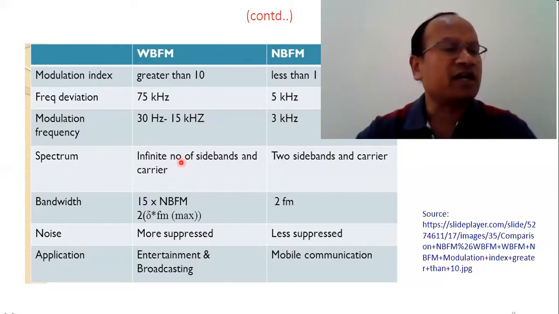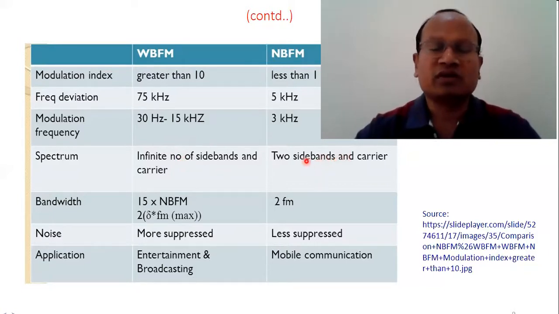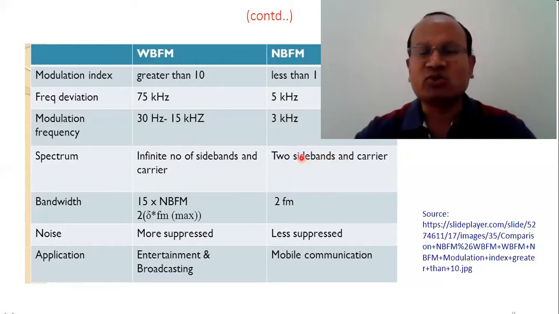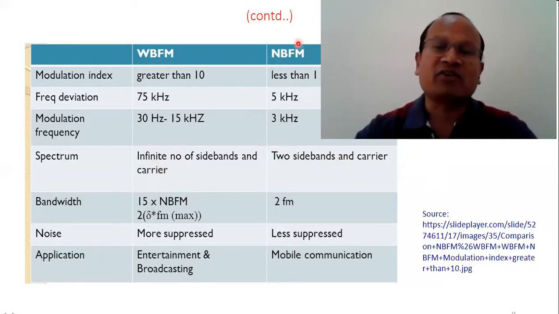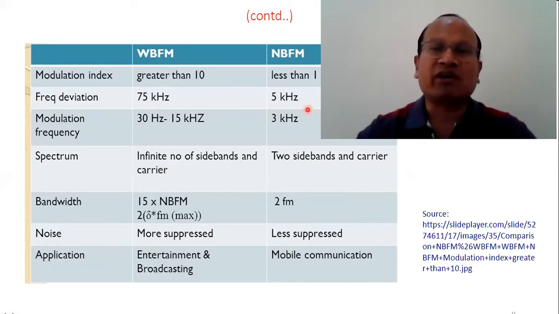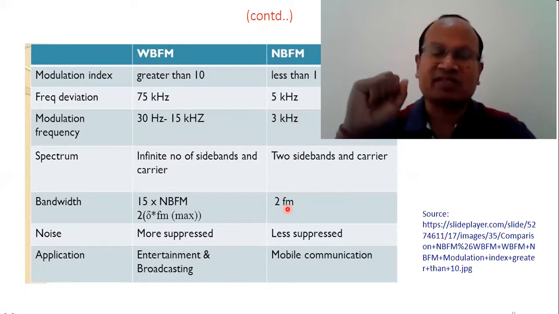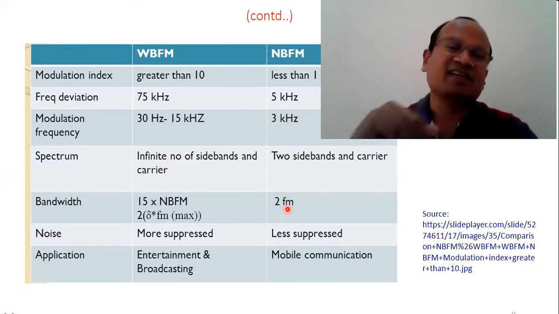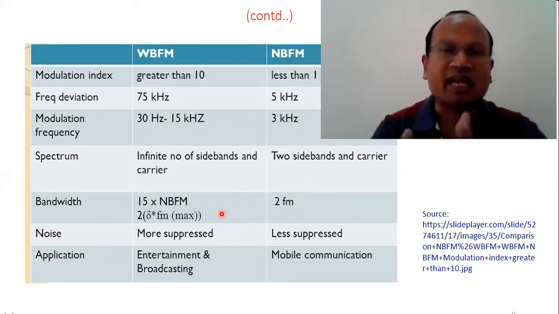For the spectrum, in NBFM we have only 2 sidebands with the carrier, while in WBFM we have an infinite number of sidebands with the carrier. And the bandwidth, how do you calculate it? It is 2fm, as in AM, which is why NBFM is also called compatible AM, because its bandwidth is the same as AM. Here fm is the maximum modulating frequency, the maximum frequency of the message signal. For WBFM it is 15 times that of NBFM and even larger; 15 times is one example. But how do we actually calculate it? We will see.